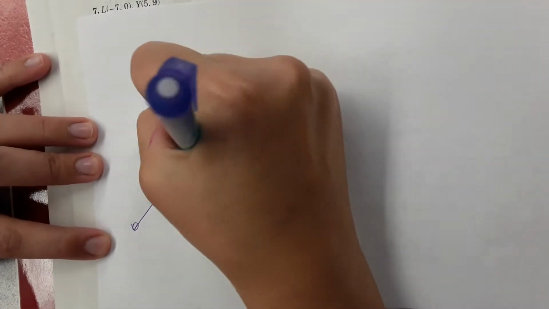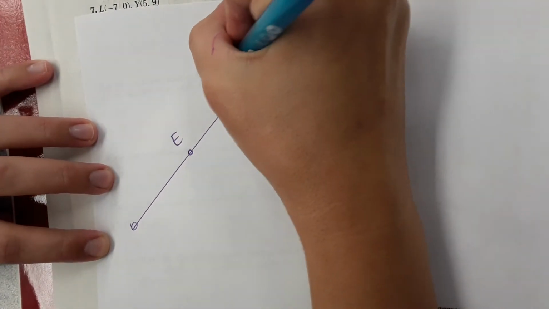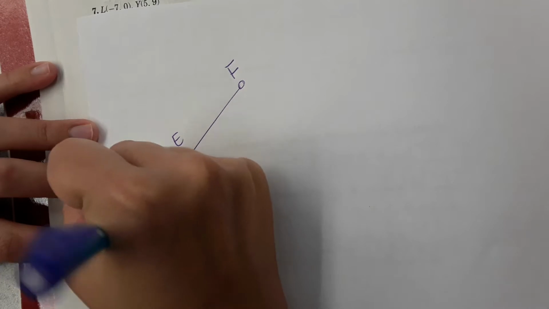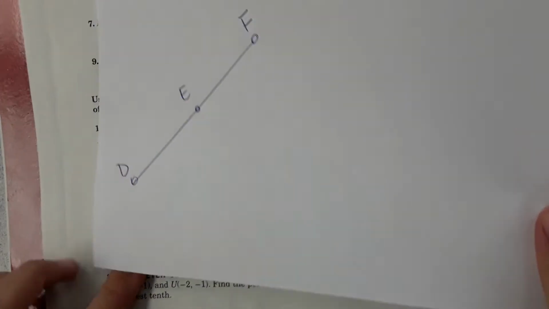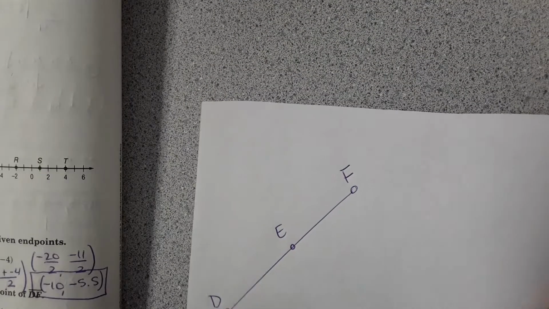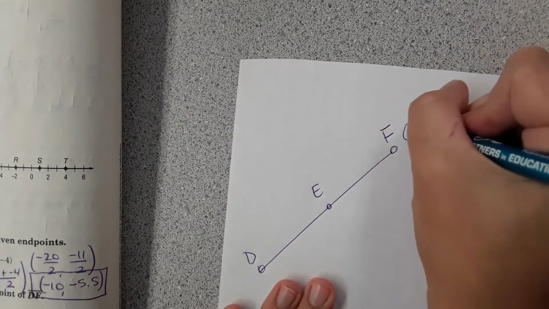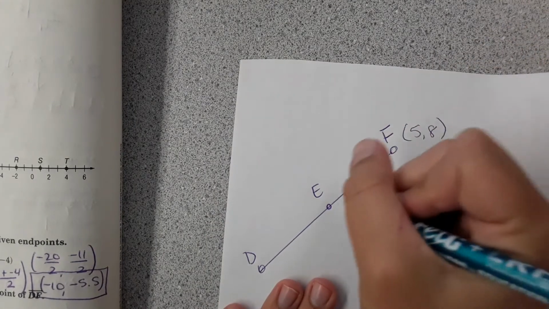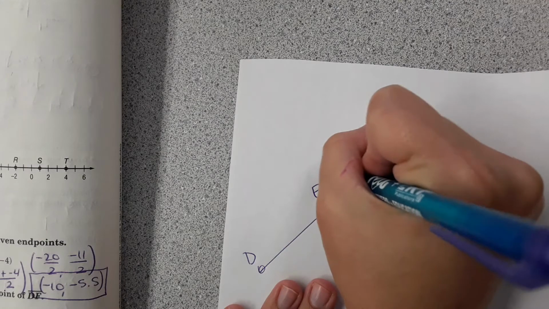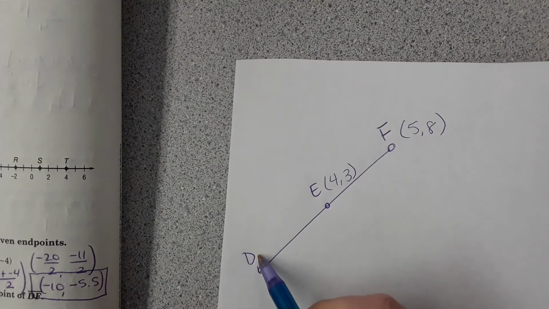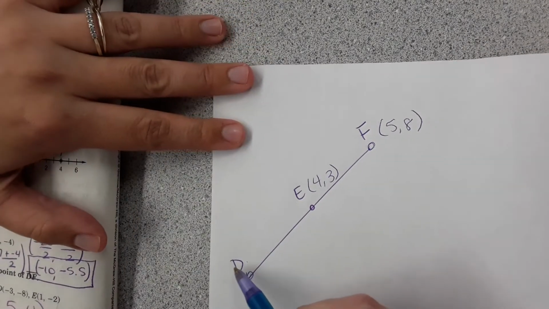The problem is set up where E is the midpoint of F and D. And then it gives you some of the points. It says that F is 5, 8 and E is 4, 3. And then it asks you to determine what this endpoint is.